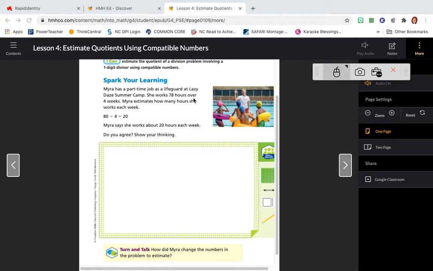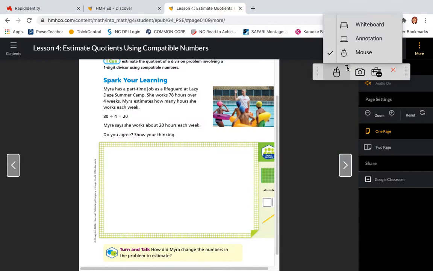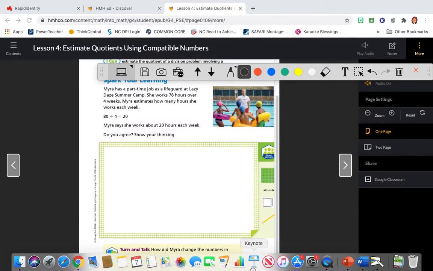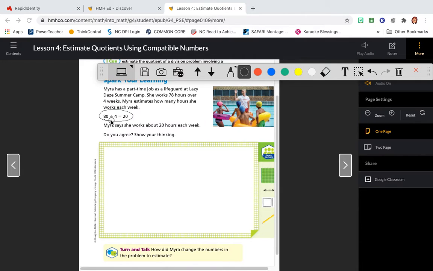So let's show our thinking. Let's think about it. What does she do first? You can see that she has her division equation here, but how did she get that? She did that by taking 78 and rounding to the nearest 10. If we have 78 hours, 7 is what we're trying to round, and we look at the number in the ones place to help us figure out which way to go. It's 5 or greater, so we're going to round up to the nearest 10, which would be 80.